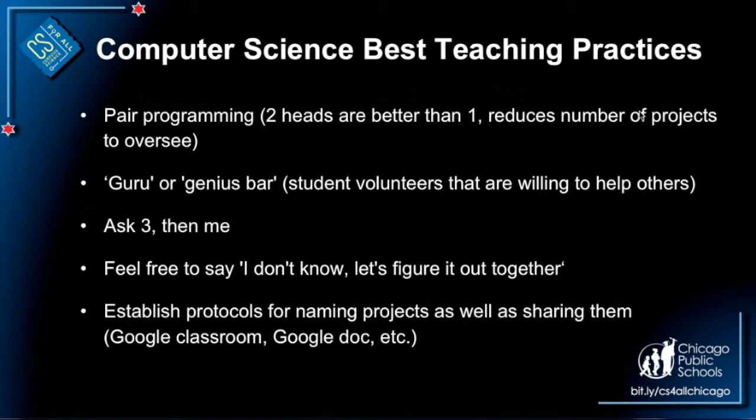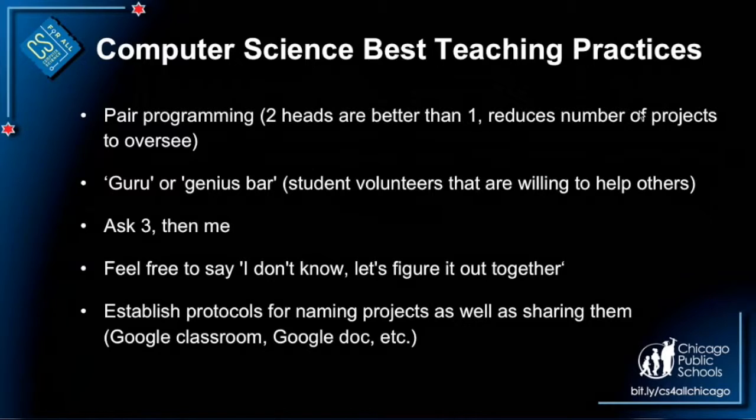Computer science best teaching practices. So what we found is pair programming, two heads are better than one, reduces the number of projects to oversee. Kerrie in the beginning spoke about how students would upload or send you the work that they've done. And it also helps with limited resources. You'll have a driver and a navigator. And there are actually some videos in code.org that talk about driver and navigator or pair programming.